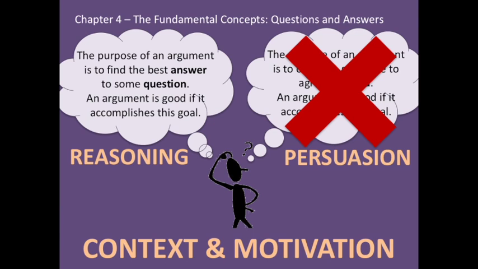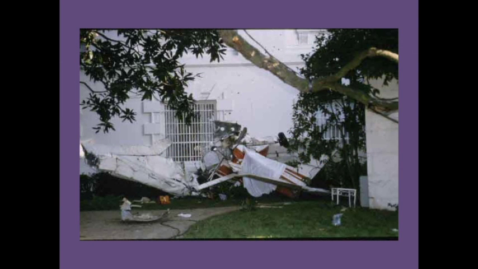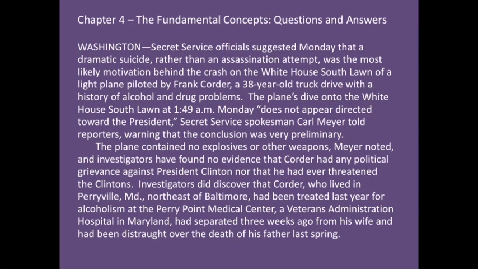All right, as we move through chapter 4 and get introduced to these different tools, it will help for us to work with a particular example. So take a look at this passage. From Washington, Secret Service officials suggested Monday that a dramatic suicide rather than an assassination attempt was the most likely motivation behind the crash on the White House South Lawn of a light plane piloted by Frank Corder. This passage appears on page 114 of your textbook. We'll refer to it over and over in this video. It'll be our main example. So take a moment to read through that passage.